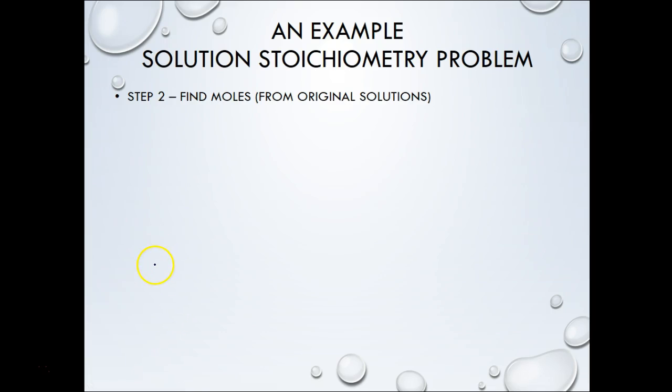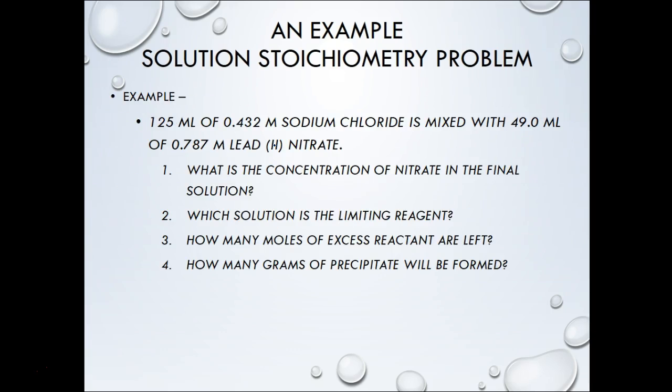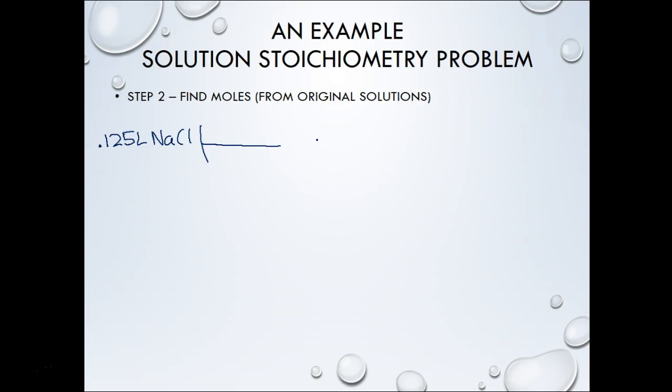Alright, so now I need to find the number of moles. So this is step 2. I need to find the number of moles for my original solution. So if I go back to my problem, I know that I have 125 milliliters or 0.125 liters of NaCl solution. And I know from my problem, remember I'm looking at a slide before, so let's go back to that slide really quickly. There's my problem. I have 125 milliliters of this molarity sodium chloride. So that's what I'm working on right now.